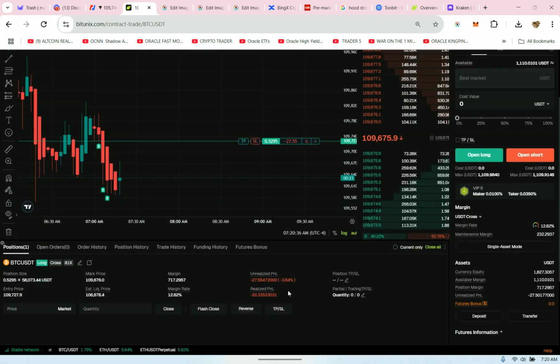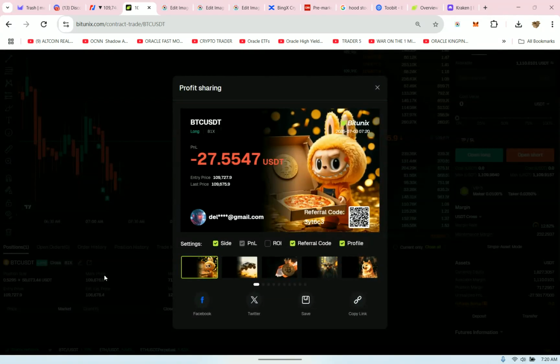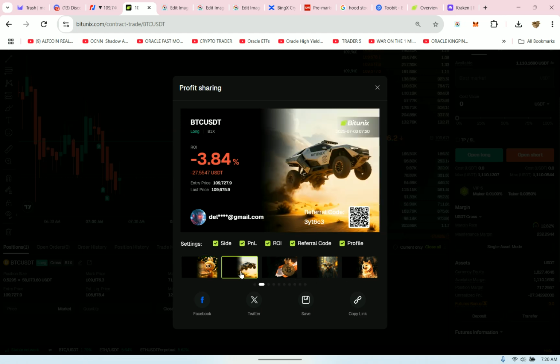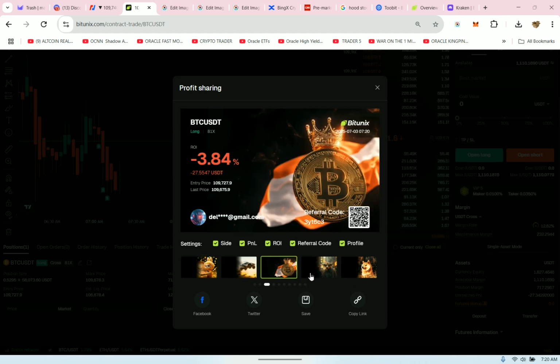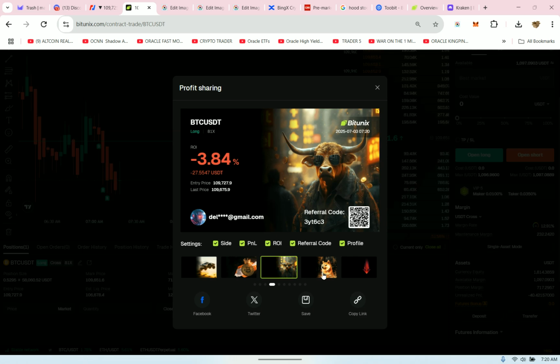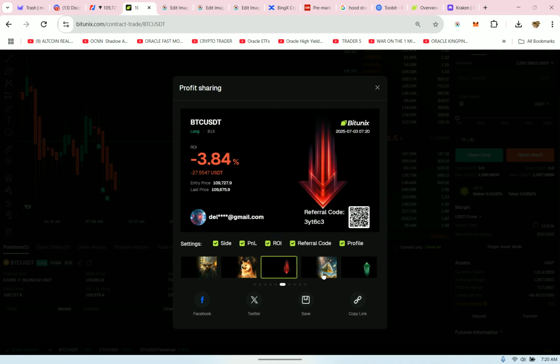So now we're only down 3%. We're going to be going green soon. I can actually pull up one of these so you can see. That's in dollars. Hold on. And let's do ROI. So we're down 3%. Look, you can make happy faces. So this will turn green.